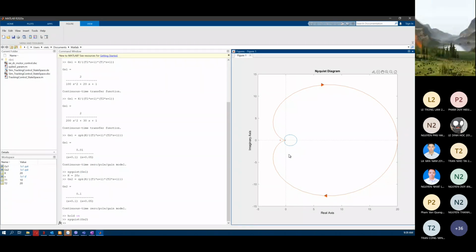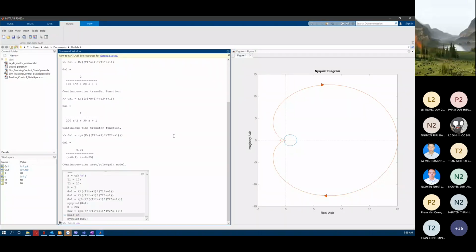You can see here in both cases the Nyquist diagram has the same shape, but of course the size is different. Okay, but it still does not encircle the point -1 here. And another case, I will try this one.